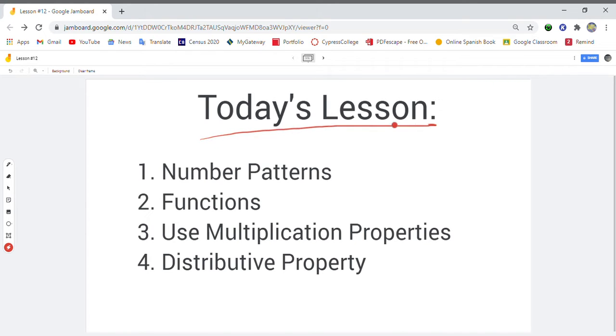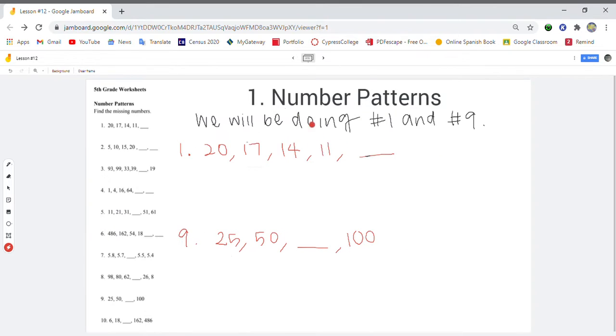Hello, fifth graders. Today we're going to go over number patterns, functions, using multiplication properties, and distributive property. So for the first section, it's going to be number patterns, and we'll be doing number 1 and number 9. It says find the missing numbers, and number 1 goes like this: 20, 17, 14, 11, and blank. And we're trying to find the missing number.